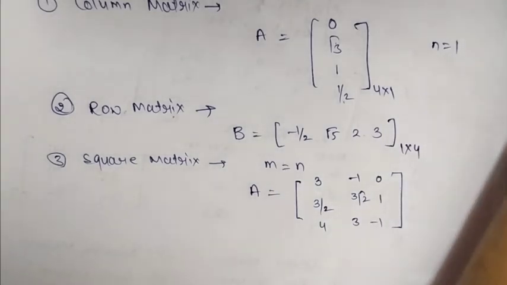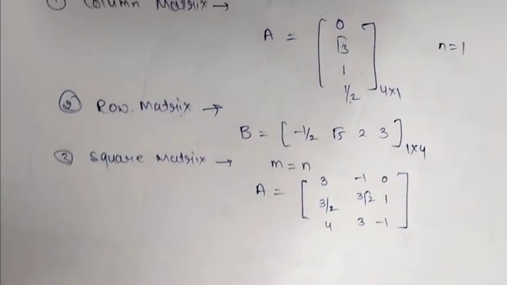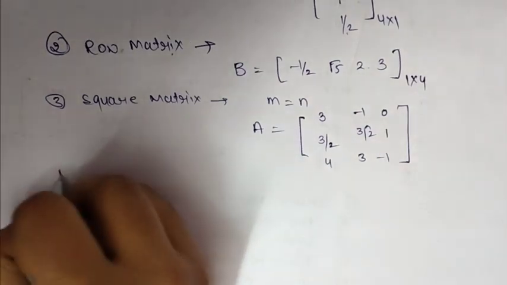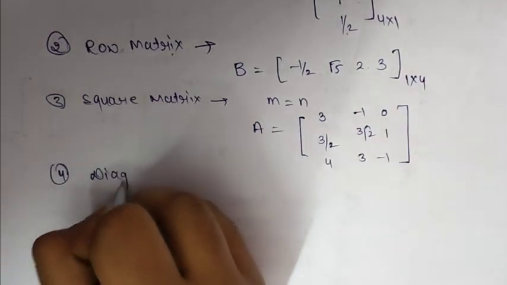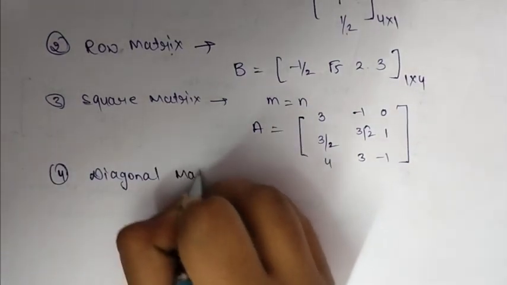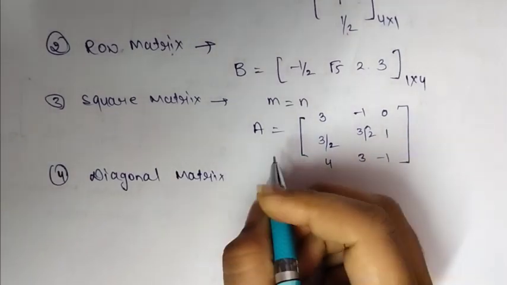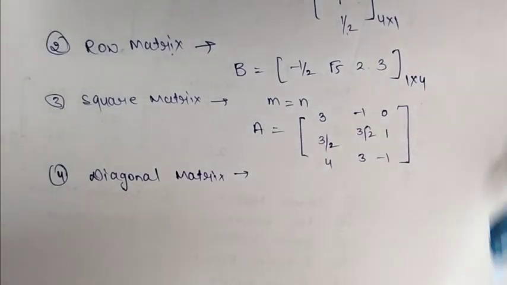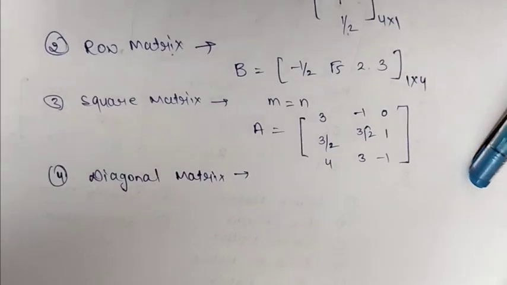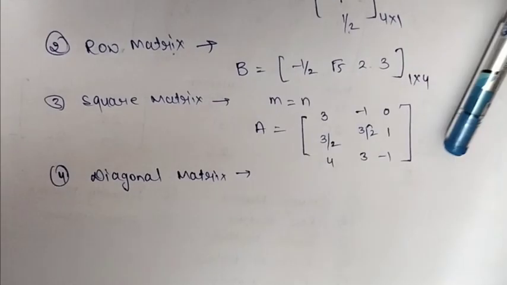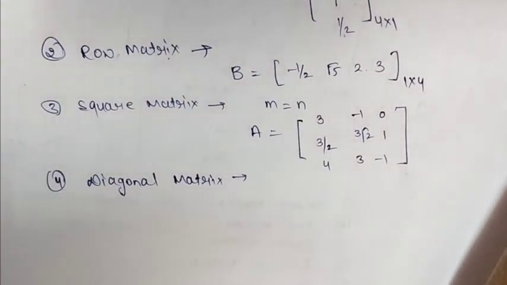Now we move to our next type, that is the diagonal matrix. The fourth part is diagonal matrix. When we talk about a diagonal matrix, a square matrix is said to be diagonal if all its non-diagonal elements are 0.